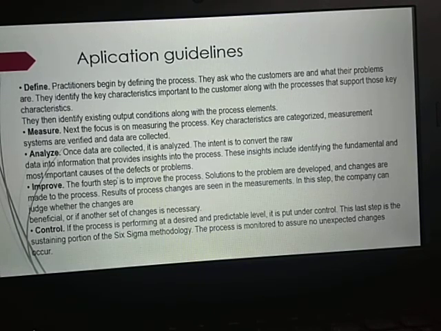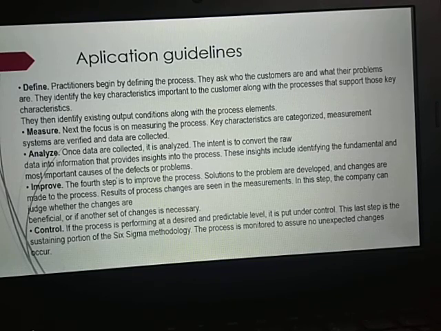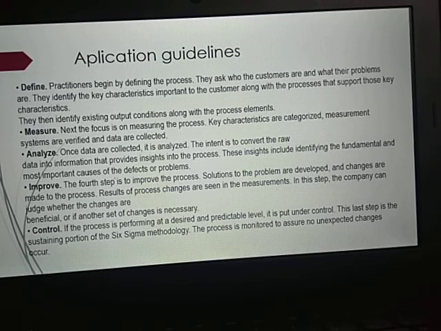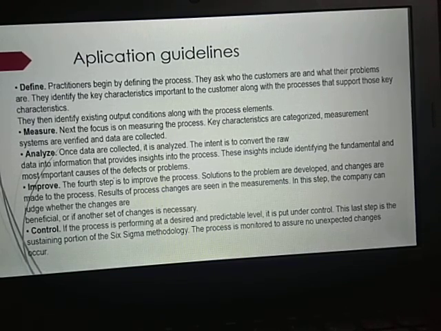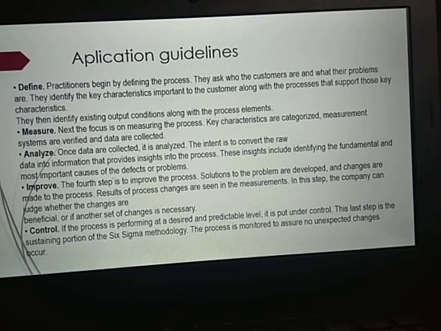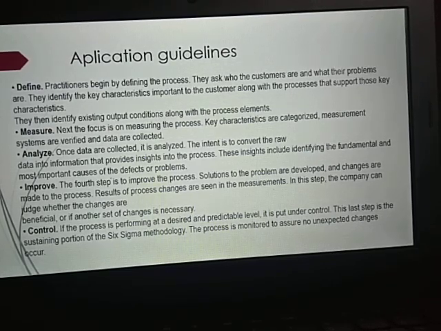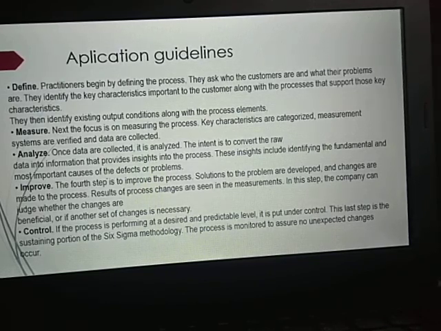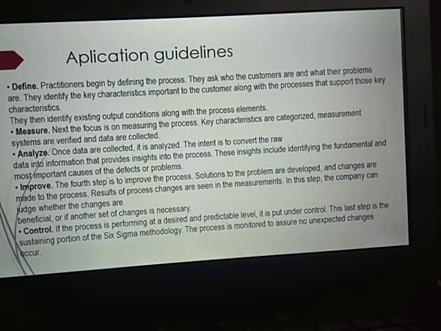Analyze. Once data are collected, they are analyzed. The intent is to convert the raw data into information that provides insight into the process. Improve. The fourth step is to improve the process. Solutions to the problem are developed and changes are made to the process. Control. If the process is performing at a desired and predictable level, it is put under control.